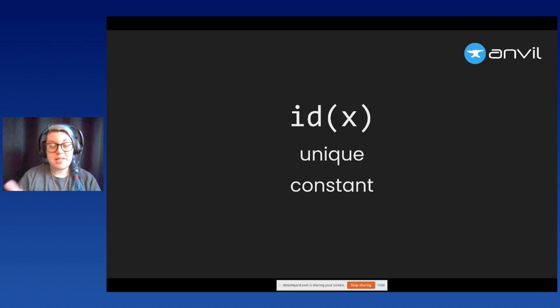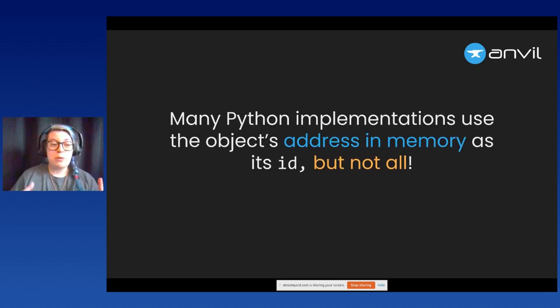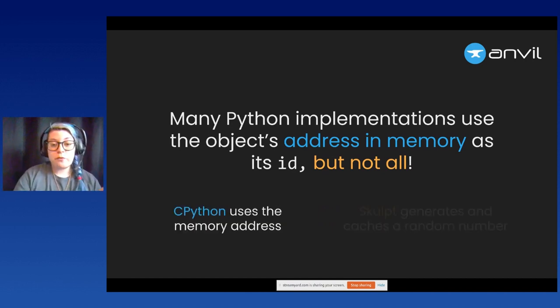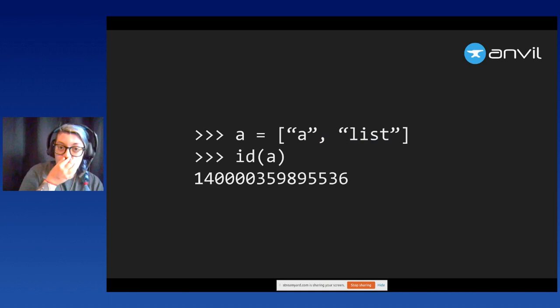It is constant. The ID of a given object will not change over the lifetime of that object. And most Python implementations use the object's address in memory as its ID. That's what CPython does, but not all of them. For example, Skulpt, which is a Python to JavaScript compiler, actually just generates and then caches a random number for every given object when the ID is queried. This is going to be true of any JavaScript-based Python implementation because of the way that the JVM works. So we're going to focus on CPython, essentially. All the examples that I'm about to show you are from CPython because it's the most common distribution.